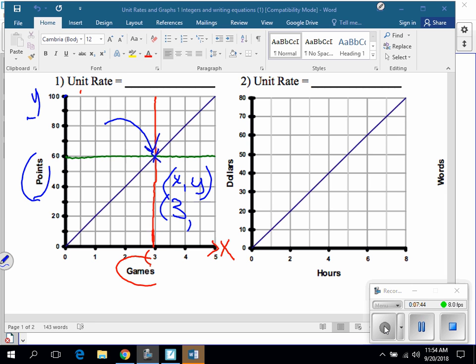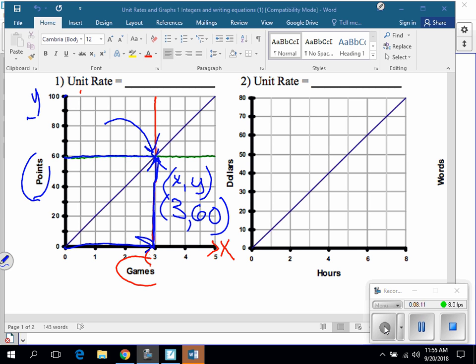We list 3 first because that's the movement on the x-axis. We went to the right 3. And then second, we're going to list the y value of 60. So (3, 60). And I'm going to choose that point. That's a good point to choose because I know this point is exactly at 3 in terms of the x value and exactly at 60 in terms of the y value.